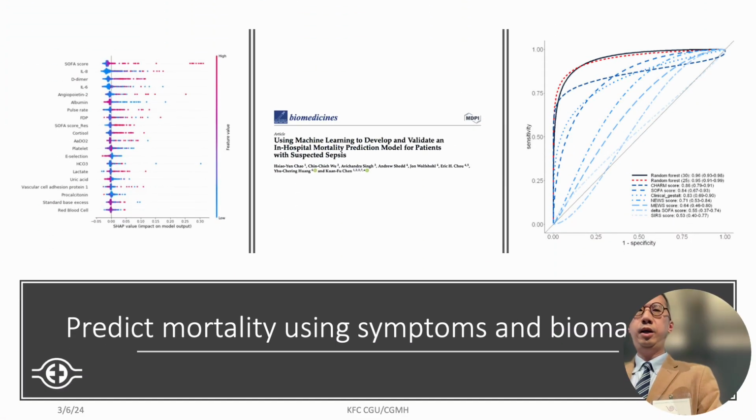We are also assessing the possible utilization of this cluster to identify severe populations. Our work extends to using symptoms and biomarkers to predict mortality among patients with suspected sepsis in the ER, aiming to improve early intervention strategies.